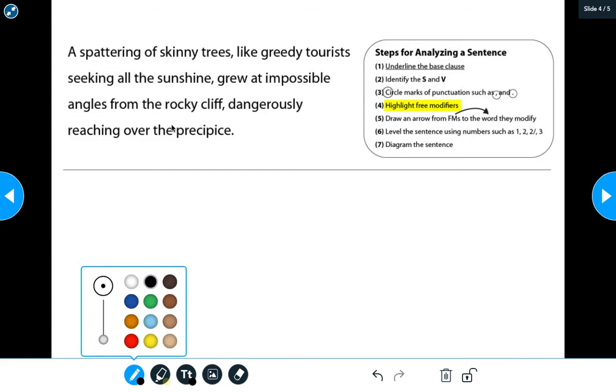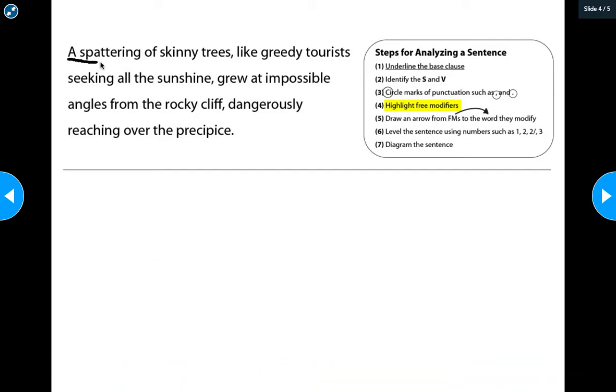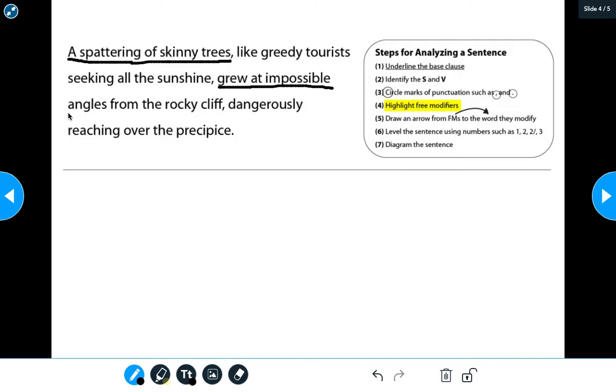This sentence reads like this. It says, "A spattering of skinny trees, like greedy tourists seeking all the sunshine, grew at impossible angles from the rocky cliff, dangerously reaching over the precipice." And this one's tough in terms of the base clause because it's a little different than what we've seen, but it could be true that a spattering of skinny trees grew at impossible angles from the rocky cliff.